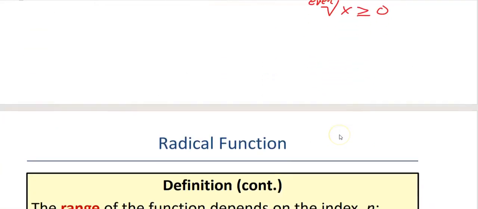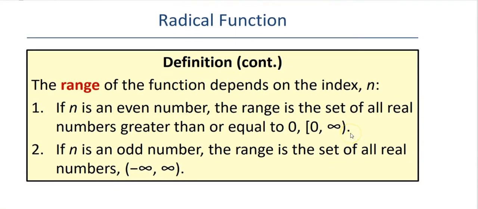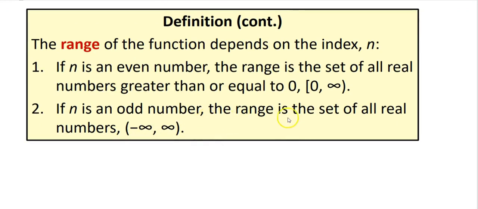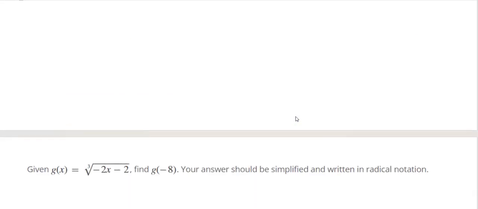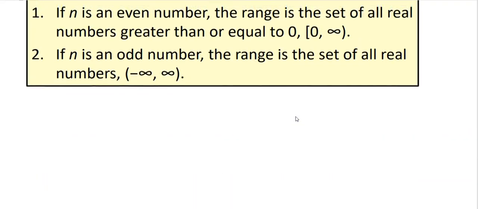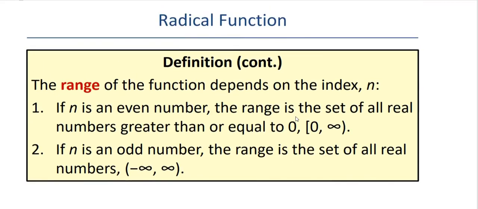You'll see this more with examples as we go through. Let's see what else we got. For a radical function, the range depends on the index n. If n is an even number, the range is the set of all real numbers greater than or equal to 0. We just said that. If n is an odd number, the range is the set of all real numbers. That's because of the way the graph looks. You'll see that whenever we start working through some examples. So that's about it. Let's do some examples.